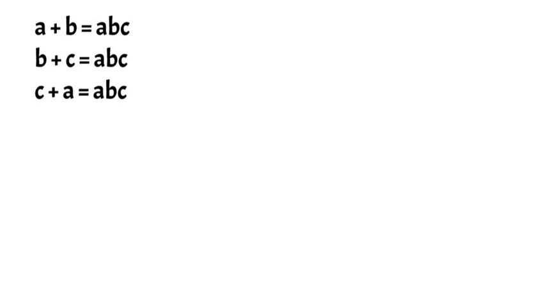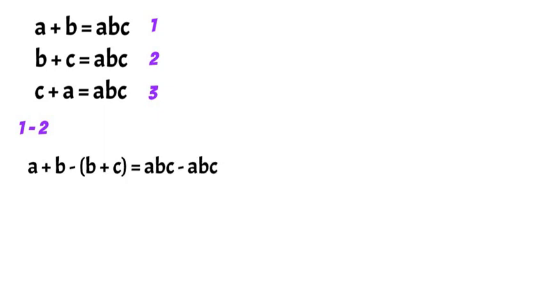So how we're going to do this is we're going to treat each equation as numbered. So we have 1, 2, and 3 as how we are going to label them. Now we are going to subtract number 2 from 1. So we'll say 1 minus 2. That'll be A plus B minus B plus C, which is equal to ABC minus ABC.